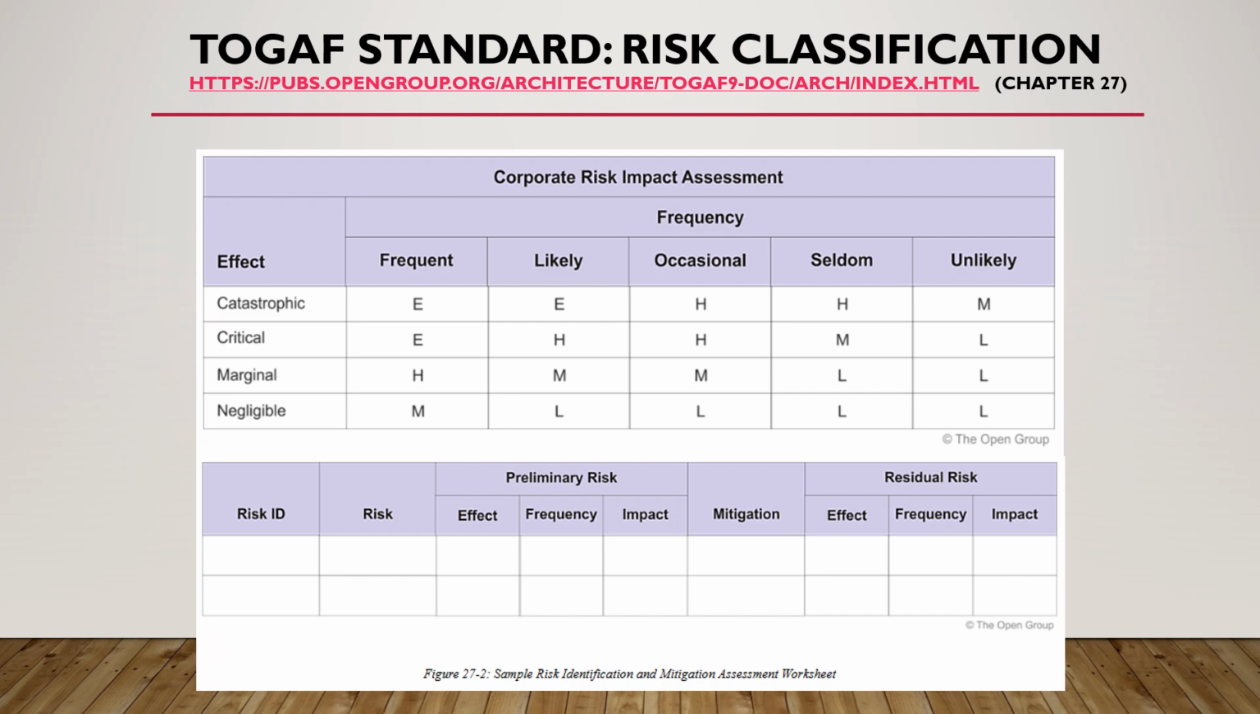Note that a residual risk for one risk ID may in turn become a new risk ID and will be listed as the preliminary risk for another iteration. You can then apply an additional mitigation activity and calculate the new residual risk. You can keep doing this until the residual risk reaches an acceptable level.